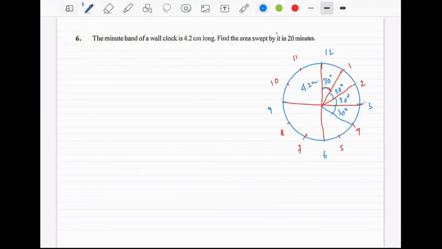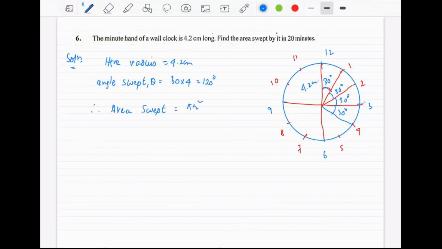So you calculate this by using the information. You mention here radius is 4.2 centimeter. Angle swept: how much angle has gone from 12 to 4? It will be 30 into 4, so it will be 120 degrees. This is the angle theta. Now you find out the area swept. Area swept is how much? Pi r squared by 360 into theta. Time to put in the values.